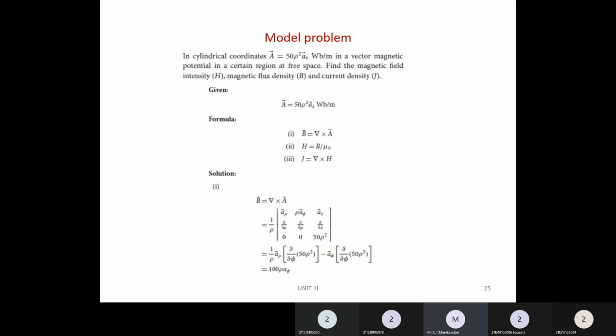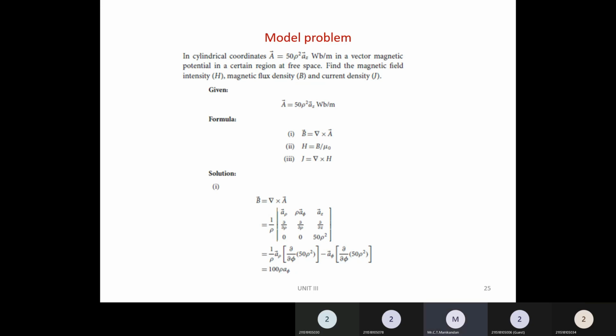So in cylindrical coordinates, what we have with the cylindrical coordinates. So A vector they are given here. We want to find out magnetic field intensity, magnetic flux density, and current density J there. That is B, H, and J. We have to find out there. B you can find out with a normal formula. Just now we have seen B is equal to del cross A here.